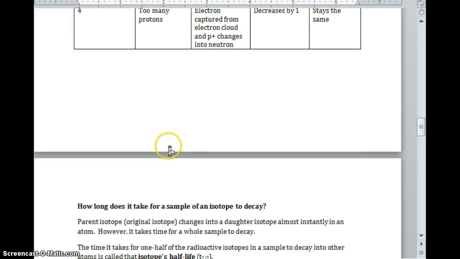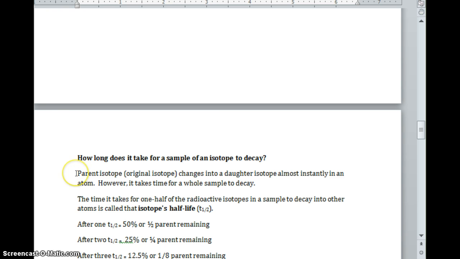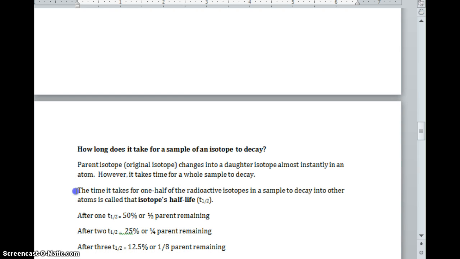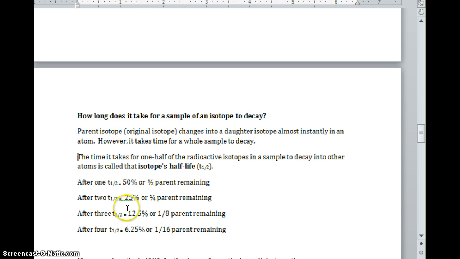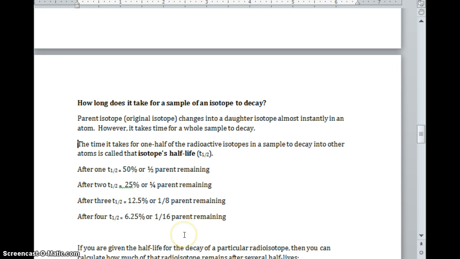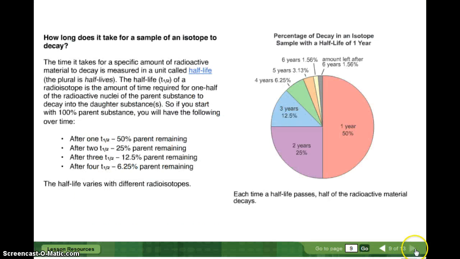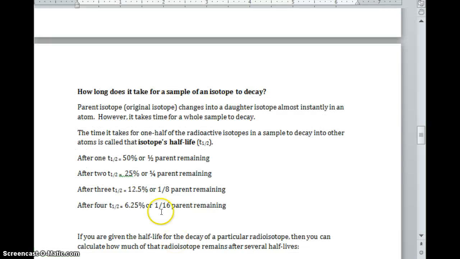Okay, so in our notes, I said how long does it take for a sample of an isotope to decay? The parent isotope, the original isotope, changes into a daughter isotope almost instantly in an atom. However, it takes a long time for a whole sample, or like 10 pounds, to decay. The time it takes for 1 half-life of the radioactive isotope in a sample to decay into another atom is called the isotope's half-life, or T sub 1/2. And then I put these down along with the fractions, because sometimes it works better to work with the fractions. All right, now we'll do some problems.